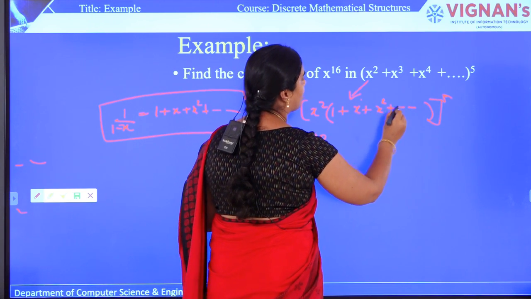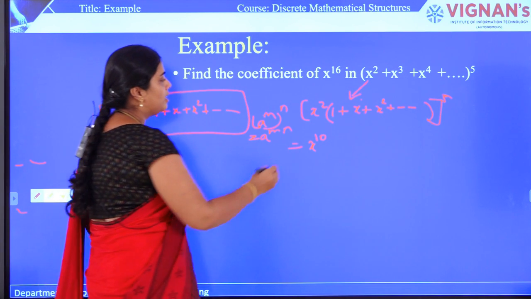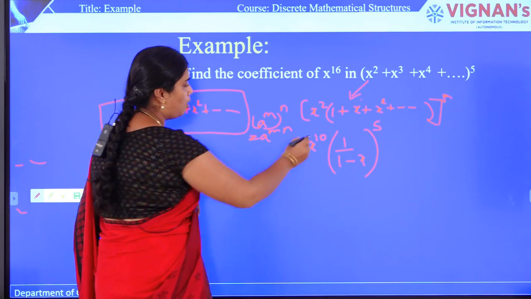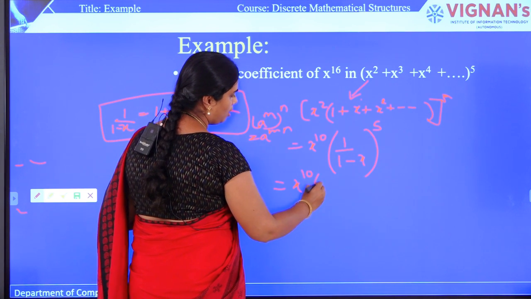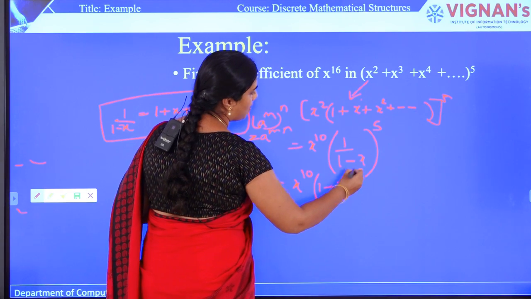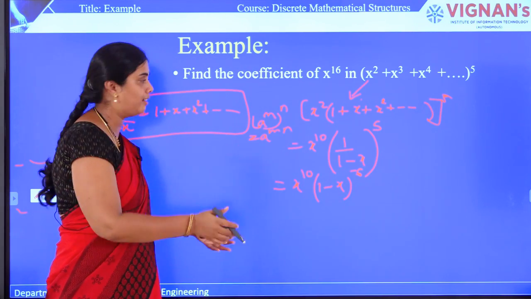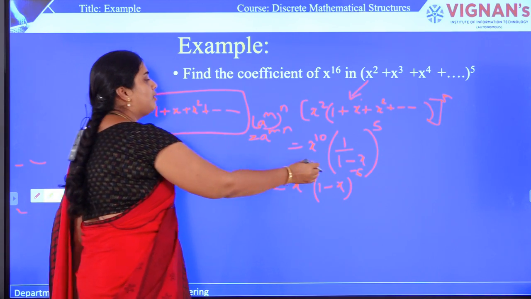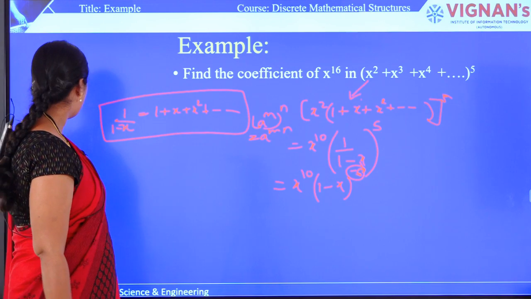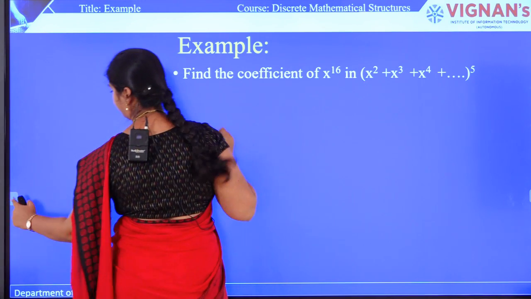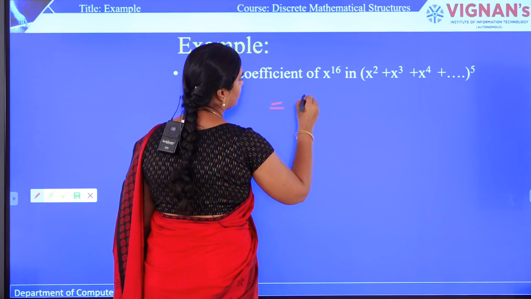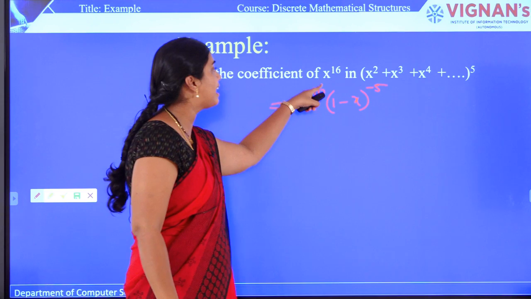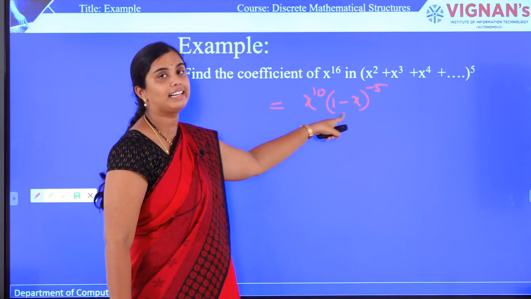So this 1 plus x square plus so on can be expressed as 1 by 1 minus x, right? So 1 by 1 minus x whole to the power of 5. How can this be reduced? x power 10 into 1 minus x whole to the power of minus 5. As this fraction has power 5, we are bringing it up, that means we are inverting it, so that's why I am inserting this negative sign over here. So this is written as x power 10 into 1 minus x whole to the power of minus 5. So calculating x power 16 in this term is equal to calculating in this term.